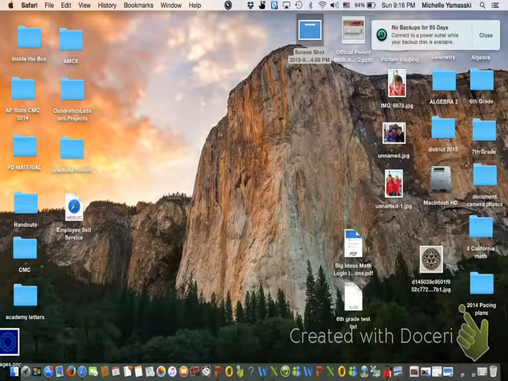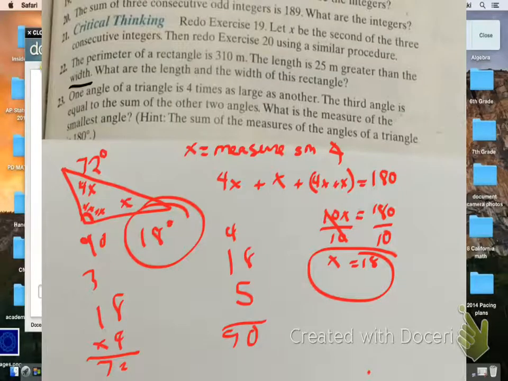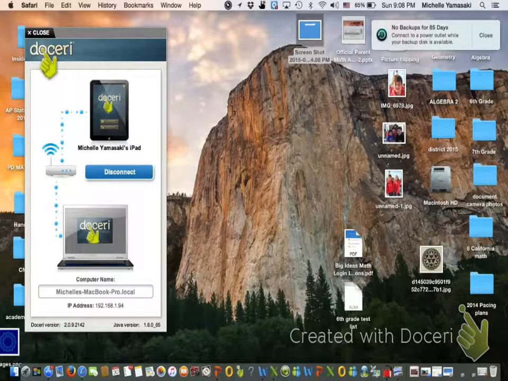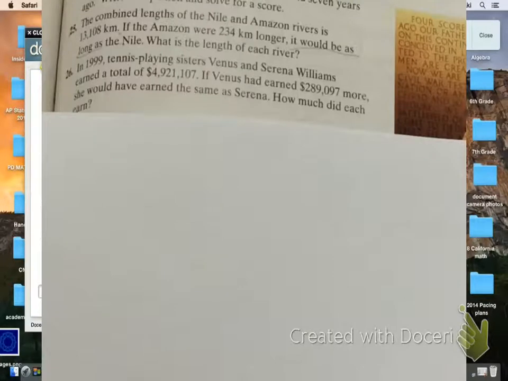All right, so this is most of the chapter's questions. I'm going to do one that's like a typical word problem. So we'll do the Nile problem. The combined lengths of the Nile and Amazon River is 13,108 kilometers. If the Amazon were 234 kilometers longer, it would be as long as the Nile. What is the length of each river?